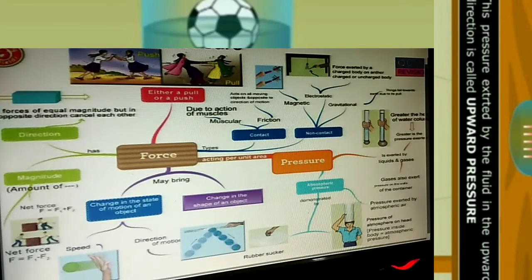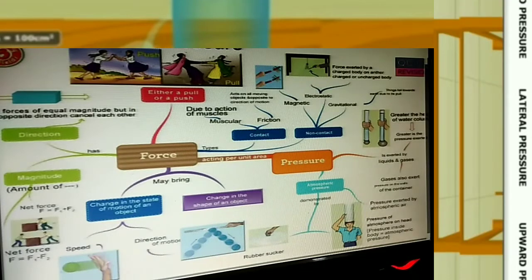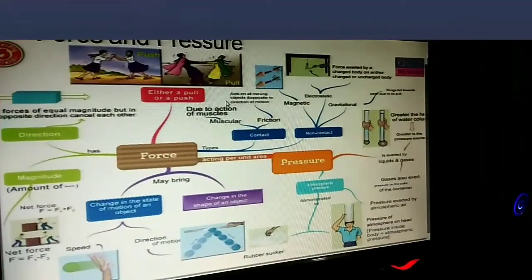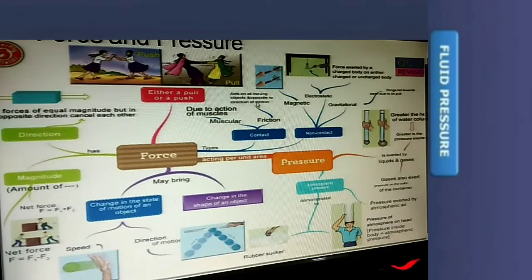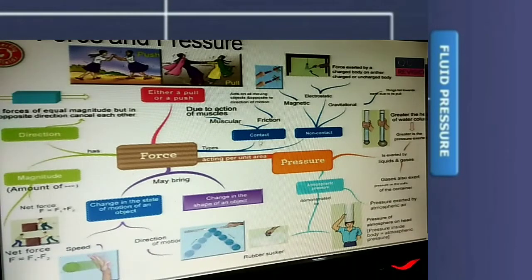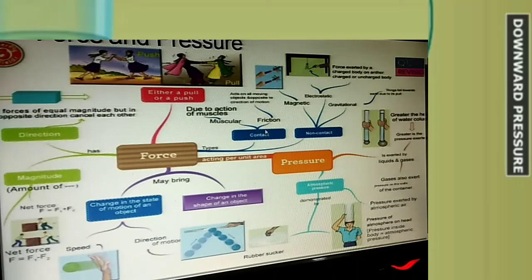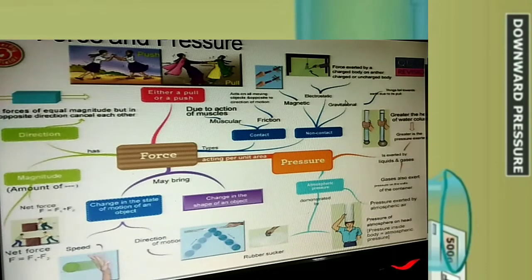Now, based on how the force is applied, force can again be classified into two major groups, that is contact forces and non-contact forces. The contact force acts on a body by direct physical touch. For example, muscular force and frictional force are contact forces. And non-contact force examples are magnetic force, electrostatic force and gravitational force.